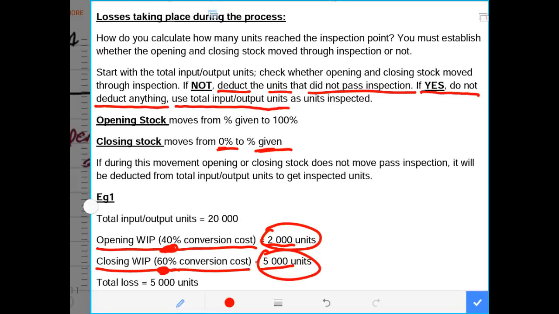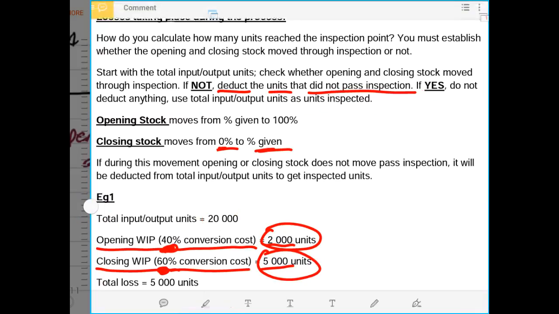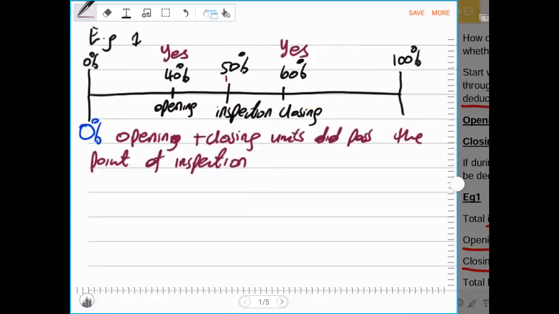Use the total input or output units as units inspected. That means use the 20,000, which is the total input and output units, as units inspected. So that tells us that the total units will be used as the units to be inspected for a loss. We have 20,000 units that were introduced, which is input and output. Therefore, we have to say the 20,000 units. We have to multiply or calculate. Let me say calculating units inspected.